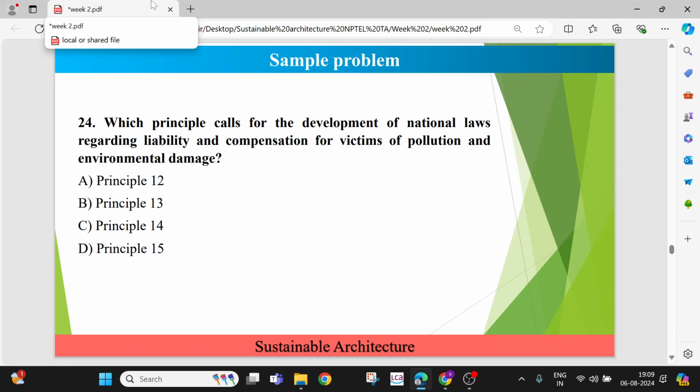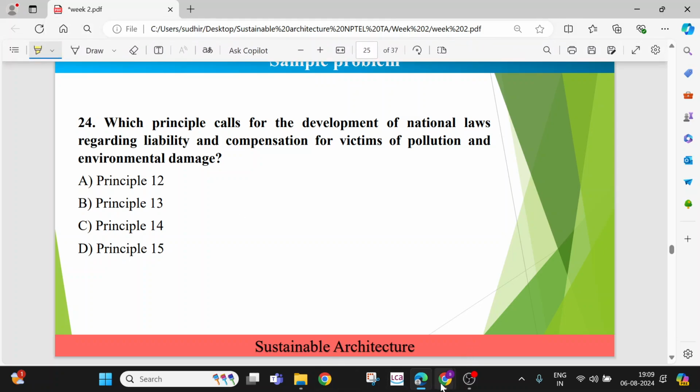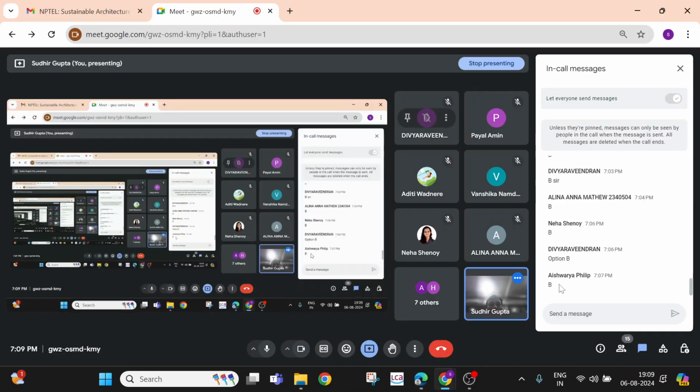Out of the 27 principles, which principle calls for the development of national laws regarding liability and compensation for victims of pollution and environmental damage? Let me see how many you have answered in the chat box. Elena, Neha, Divya, Surya, they are the active members. What about others? Are you not able to recall, or is there some sort of confusion? All of you are agreeing with option 13? Unable to recall. Okay, fine.